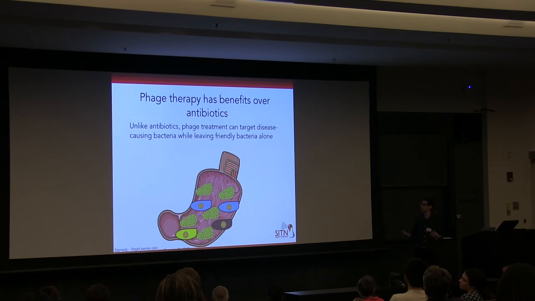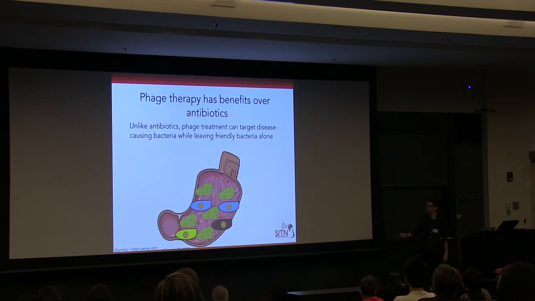In addition, unlike antibiotics, phage treatment can target disease-causing bacteria while leaving friendly bacteria alive. So this is a diagram of a stomach. In your stomach, you have a bunch of friendly bacteria that help you digest food. They're really critical for your function. That's why sometimes when you get antibiotics, you have stomach discomfort and whatnot. It's because you're killing off your friendly bacteria.